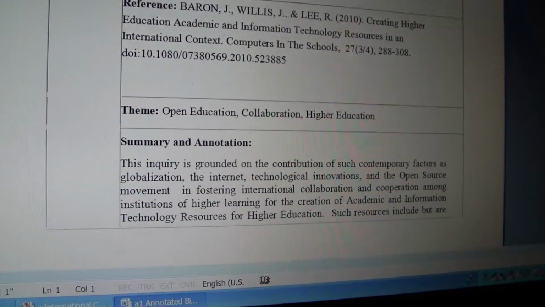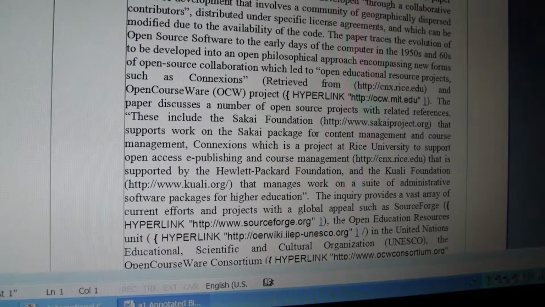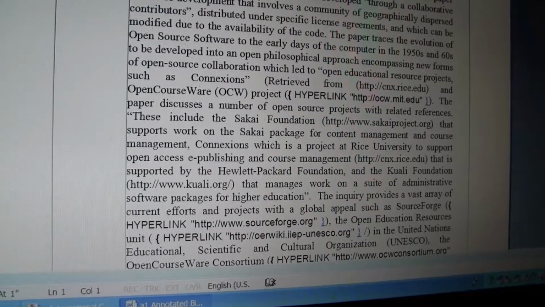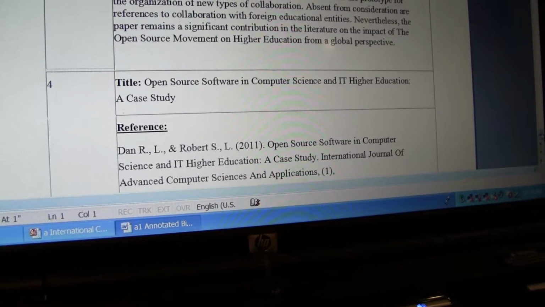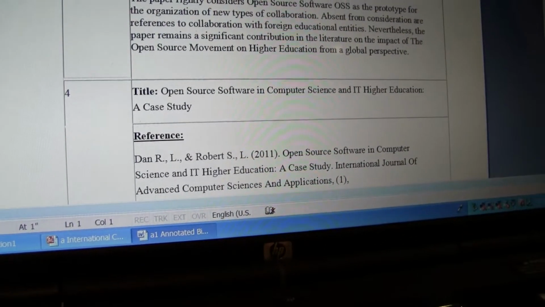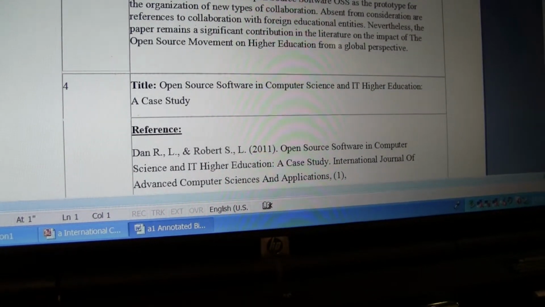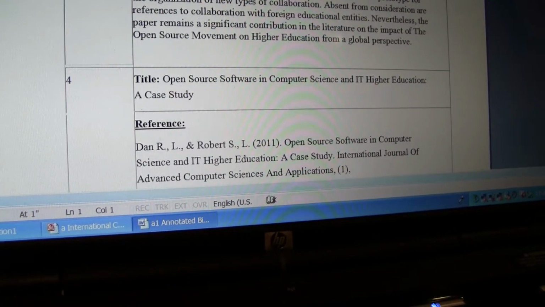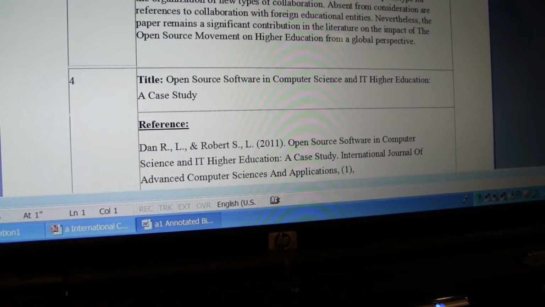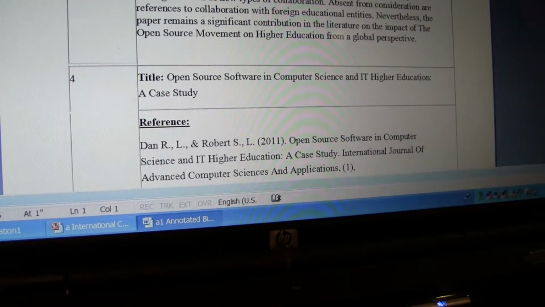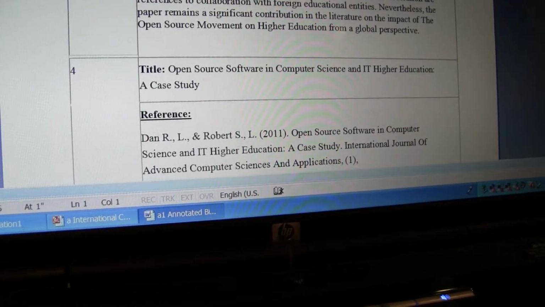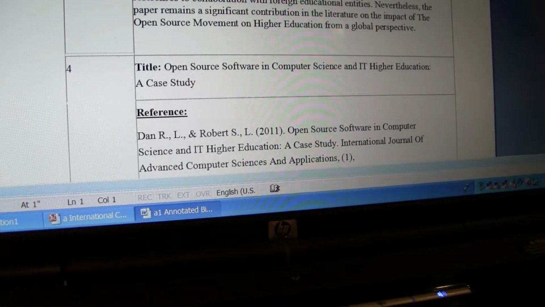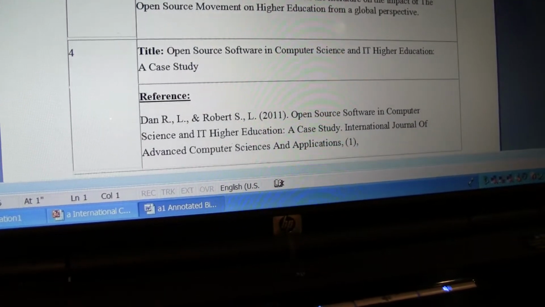The fourth paper we reviewed was Open Source Software in Computer Science and IT Higher Education. That's a case study where it is considered the use of open source software as a way to educate computer science students in the design of software for real life situations.